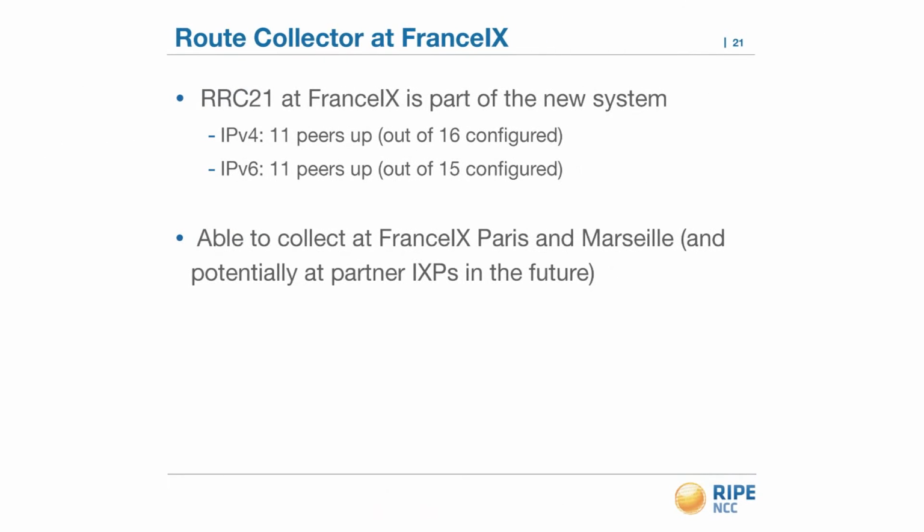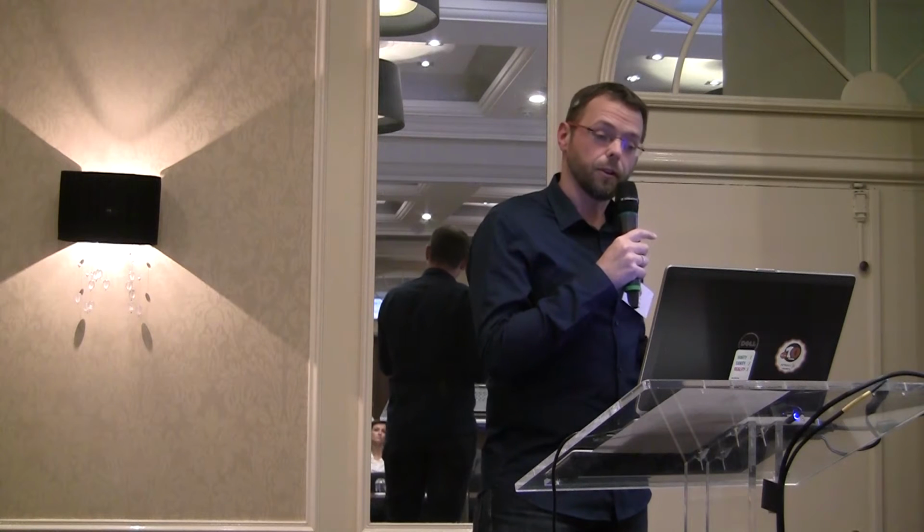So here's where FranceIX comes into the picture. One of these new cool RRCs is RRC21 at FranceIX. We have 11 peers up in V4 and V6. Our engineers were really excited specifically about FranceIX for the ability to be at multiple locations at the same time. So we have Paris and Marseille. And with the setup at FranceIX, there's the potential to connect up to the partner IXPs in the future.